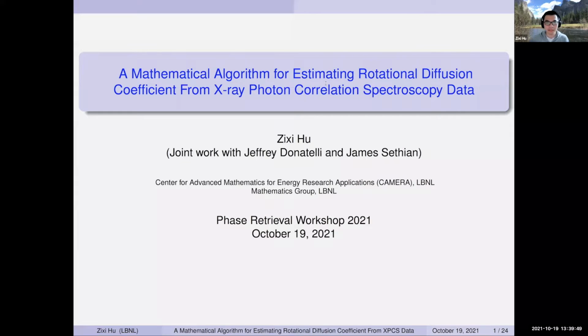I'm currently a postdoc at the Center for Advanced Mathematics for Energy Research Application at LBNL. I'm also a member of the mathematics groups at LBNL. Today, I'm going to present a mathematical algorithm for estimating the rotational diffusion coefficient from X-ray photon correlation spectroscopy data. This work was jointly developed by me, Jeffrey Dunkley, and Jim Zixi.